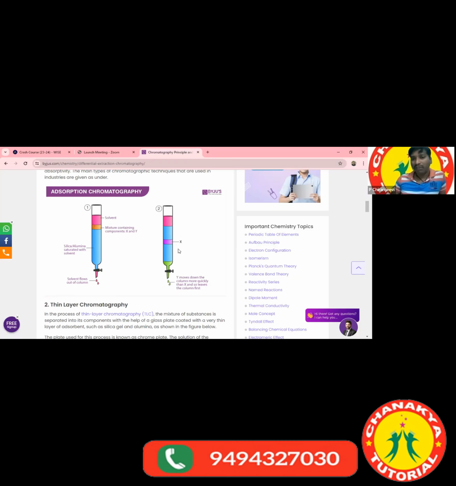And what is the other method? Simply, after generating the chromatogram, we break the glass. Wherever the color is generated, that part we cut with a knife, and that whole substance we place in a suitable solvent, where the substance is completely dissolved. The alumina or silica gel can be separated by the filtration method. Then it undergoes evaporation or crystallization, and it forms a solid substance.